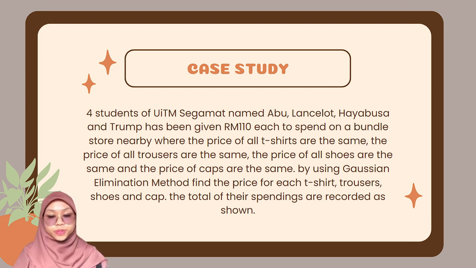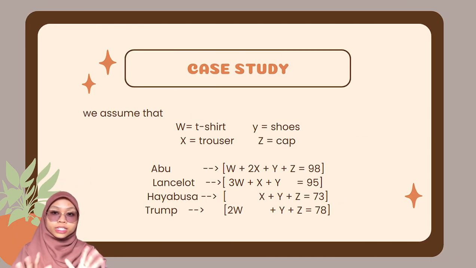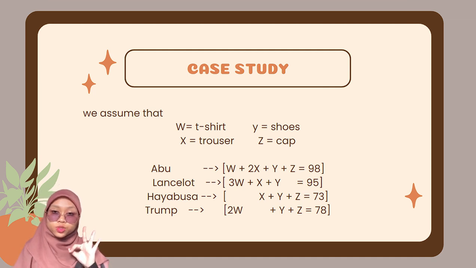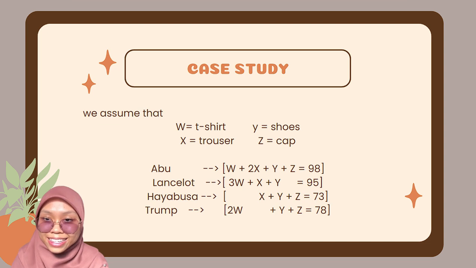The total of their spending are recorded as shown. Before that, let's assume W as t-shirt, X as trousers, Y as shoes, and Z as cap. Okay, now we can express 4 equations from their spending record. Abu is W plus 2X plus Y plus Z equal to 98. Lancelot is 3W plus X plus Y equal to 95. Hayabusa is X plus Y plus Z equal to 73. And Trump is 2W plus Y plus Z equal to 78.